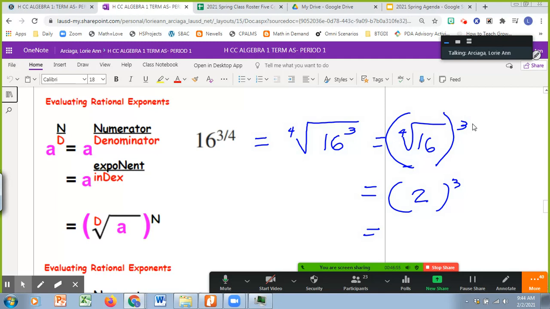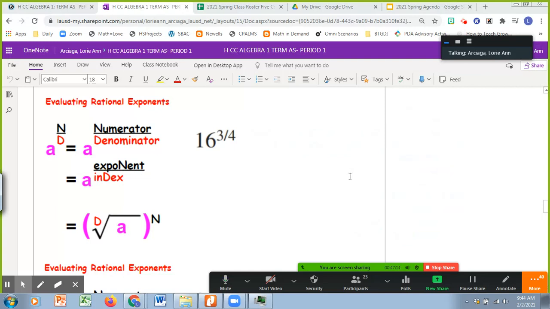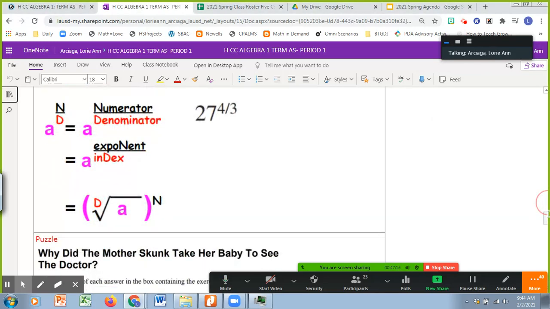Does that make sense? Sometimes it's easier to get the fourth root first before you cube it. It depends on the number, but both of these would work. So the correct answer here is 8. Okay? All right, let's move on. Let's clear that ink and move on to the next one. Do the next example right here. And then after that, we're going to go to Schoology and do some practice.